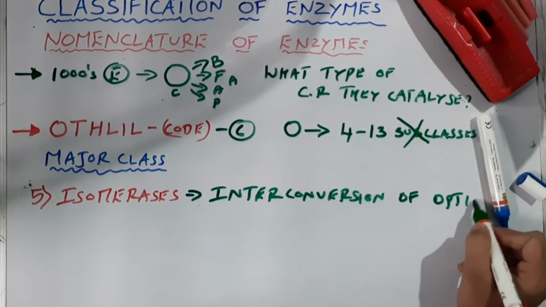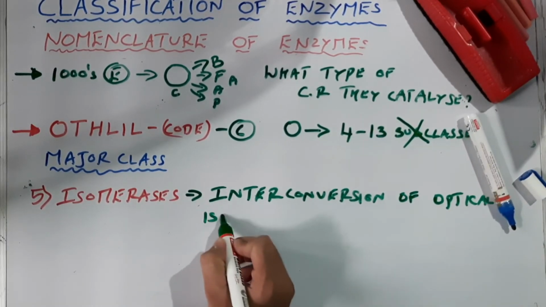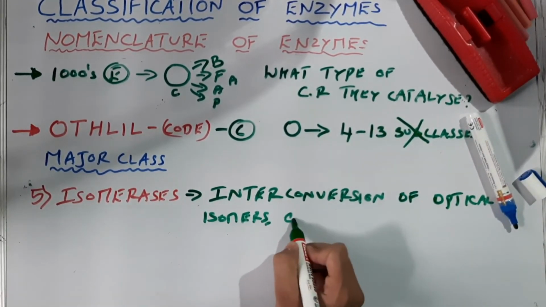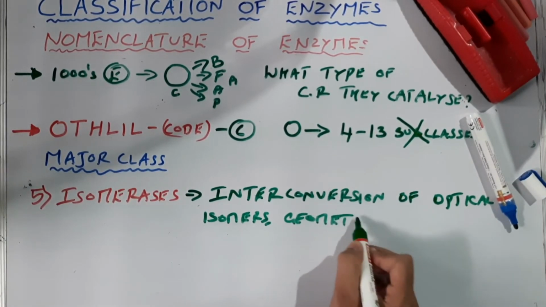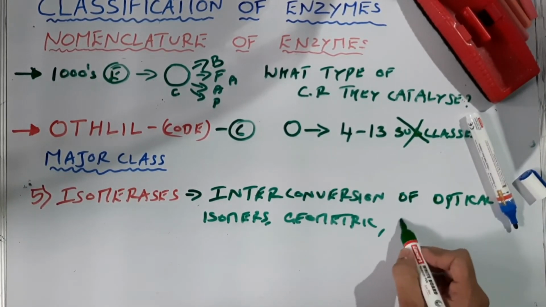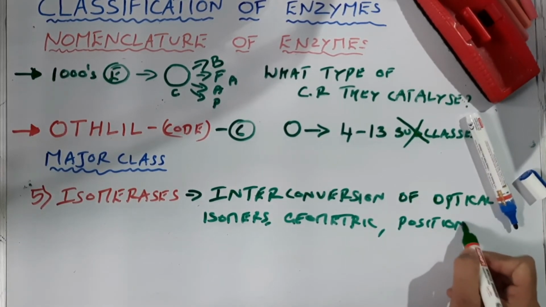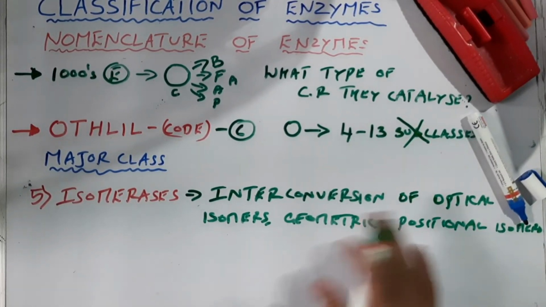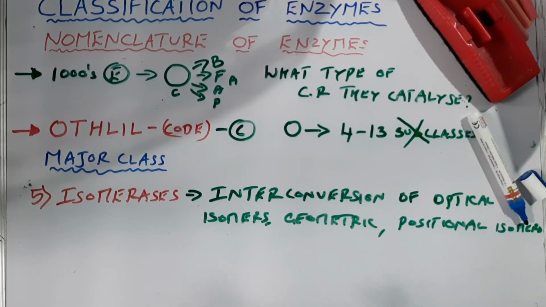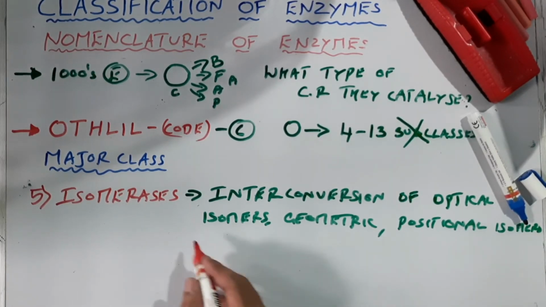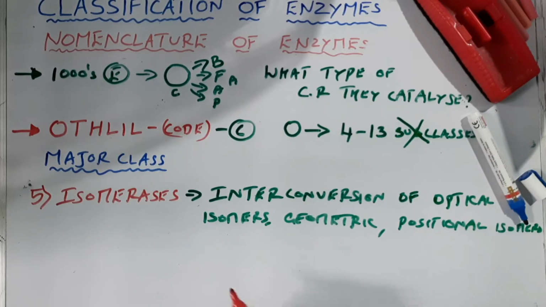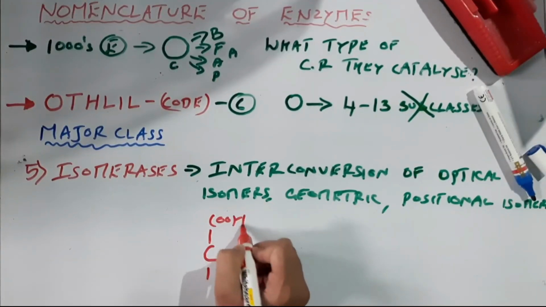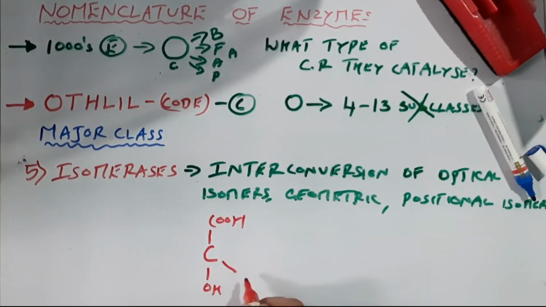Interconversion of optical isomers. I think you are a bit familiar with optical isomers, correct? Optical isomers, even geometric isomers, and even positional isomers also. So they are going to bring about the interconversion within optical isomers, geometric isomers, and positional isomers. Got it? Let me just give you the example for optical isomers here. So we write the example here: here COOH, and here we have OH, and here we have CH3, and here we have H.